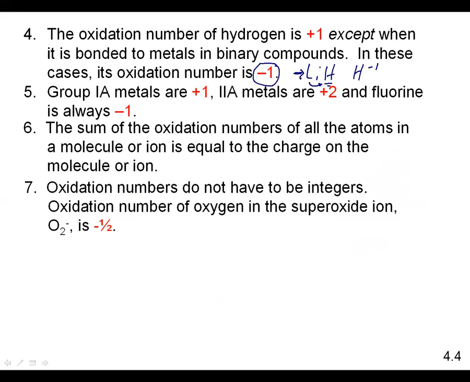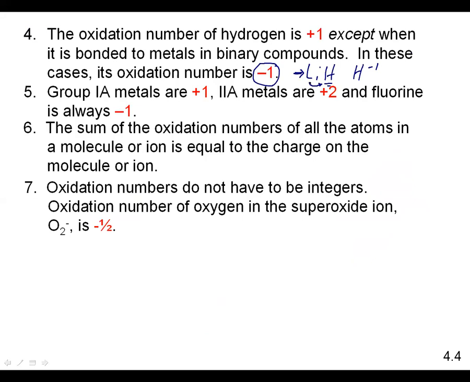Everybody in group 1 is still +1 in terms of their oxidation state. Everybody in group 2 is +2. Fluorine is -1. The sum of the oxidation numbers, when you add them up, needs to equal the overall charge if it's an ion, or if it's a molecule and has no charge, should equal 0. So when you add up all the oxidation numbers, it does need to equal the charge on it. And again, if there's no charge, they need to add up to 0.